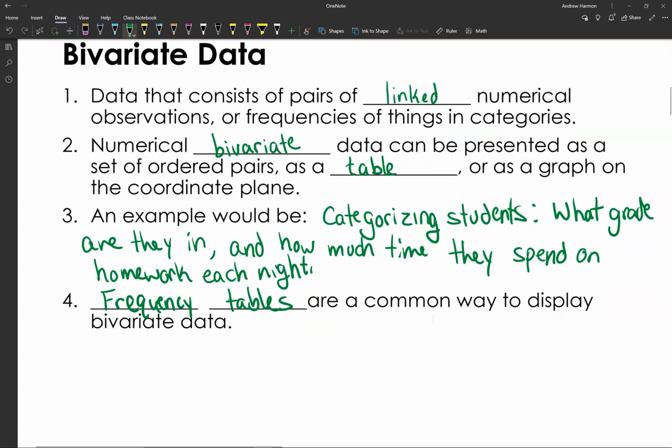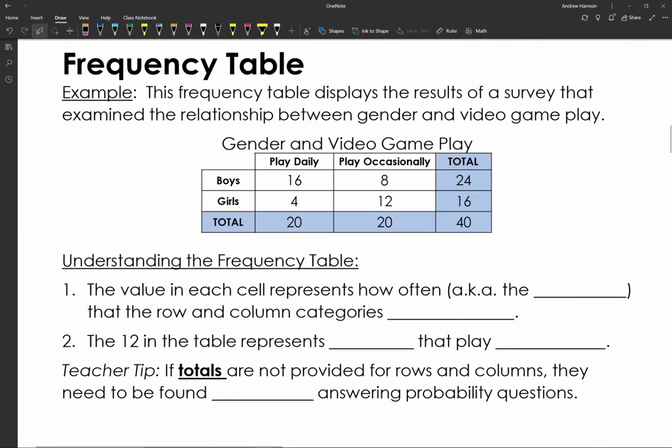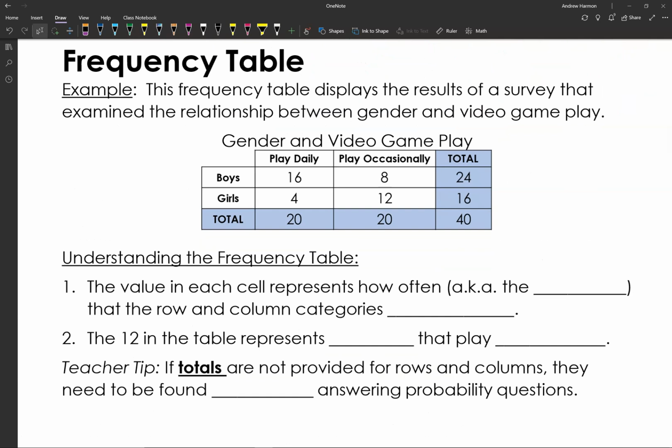Let's look at what exactly a frequency table is. Here we have a frequency table, and it's displaying the results of a survey that examined the relationships between gender and how much they play video games. We notice that the value in each cell represents how often, also known as the frequency, that the row category and the column category intersect. We have row categories like boys and girls, and column categories like play daily and play occasionally. This table allows us to see how often those two categories intersect with each other.